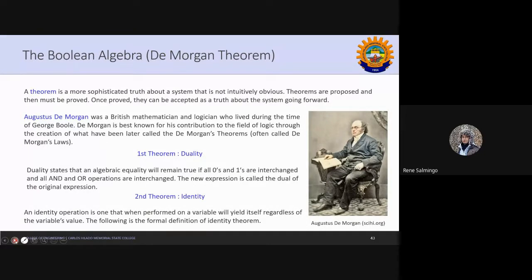We have the second theorem, identity. When the identity operation is performed, a variable will yield itself regardless of the variable's value. After a few slides, we will discuss the second theorem of De Morgan.